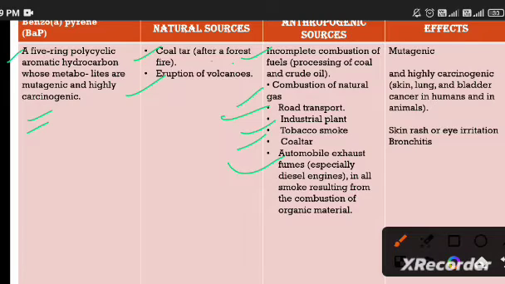As benzopyrene is carcinogenic, it is mutagenic and it can cause cancer in humans and in animals. It also causes bronchitis and skin rash or eye irritation.